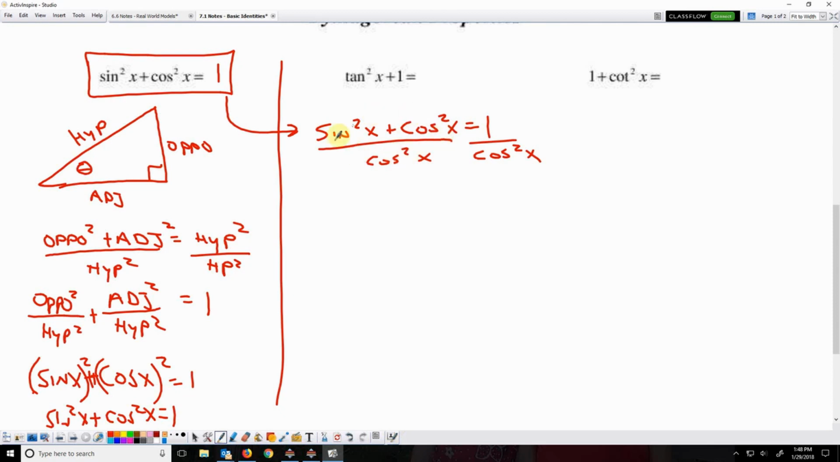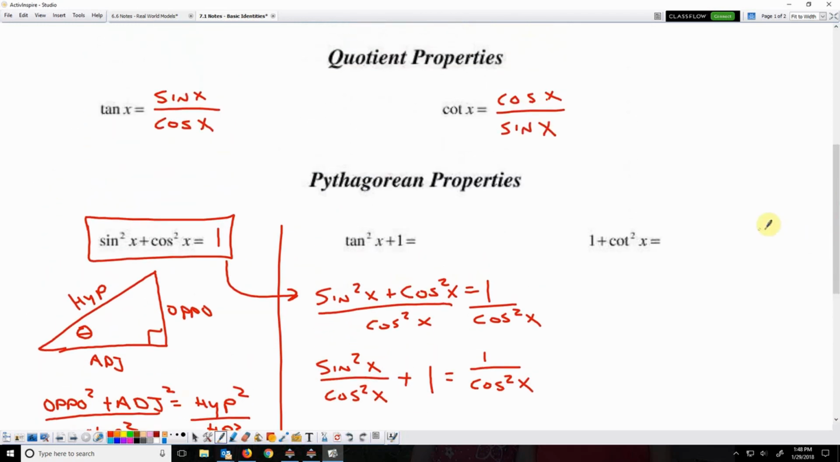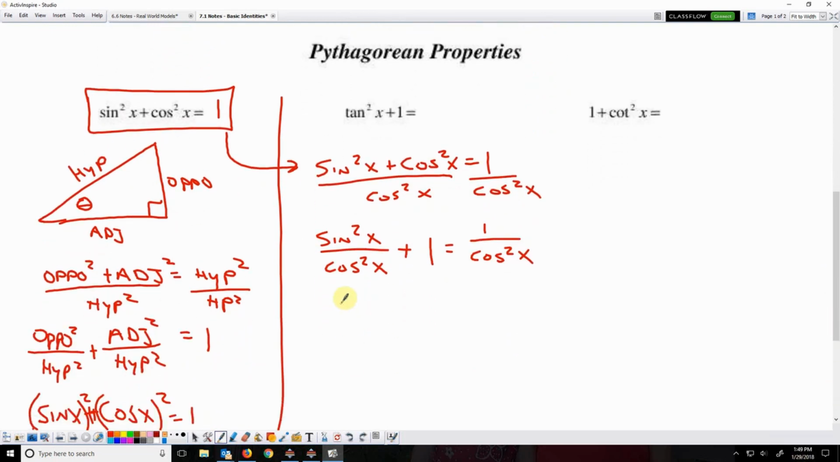Okay, I'm going to split this into two fractions here. Sine squared x over cosine squared x plus cosine squared x over cosine squared x. That's 1 equals 1 over cosine squared x. Sine squared x over cosine squared x: we look up here, sine x over cosine x is tangent x. So sine squared x over cosine squared x is tangent squared x.